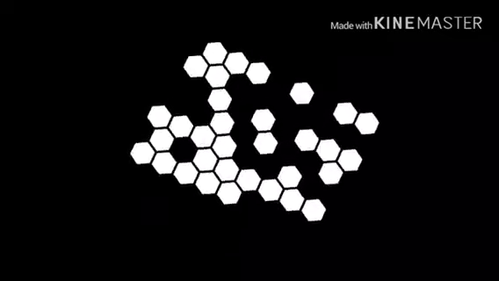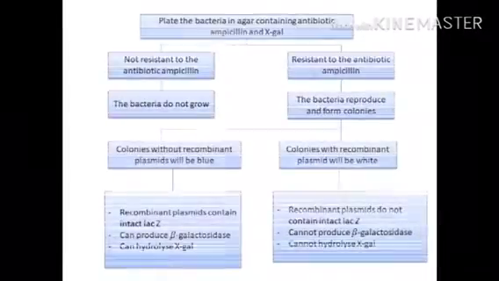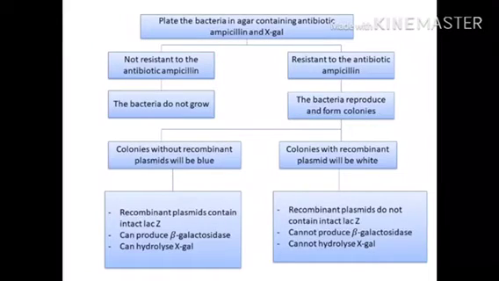The final step of recombinant DNA technology is screening. The screening process is done by using the blue-white screening technique to identify bacteria that carry the recombinant DNA. The bacteria are plated on agar containing the antibiotic ampicillin. They are divided into 2 types, not resistant and resistant to ampicillin. The resistant bacteria will reproduce and form colonies.